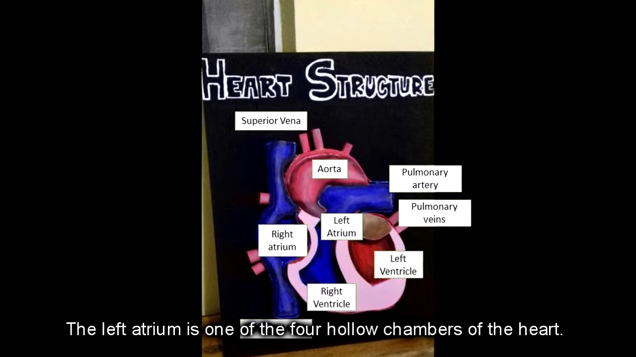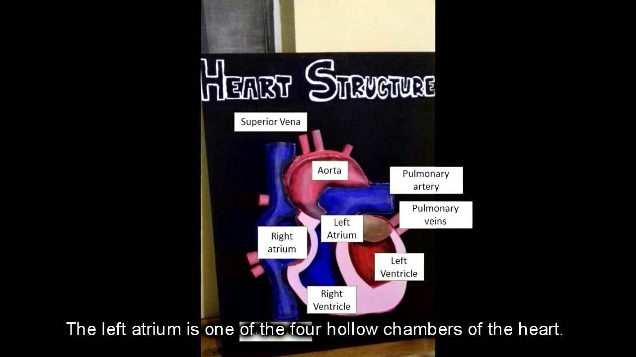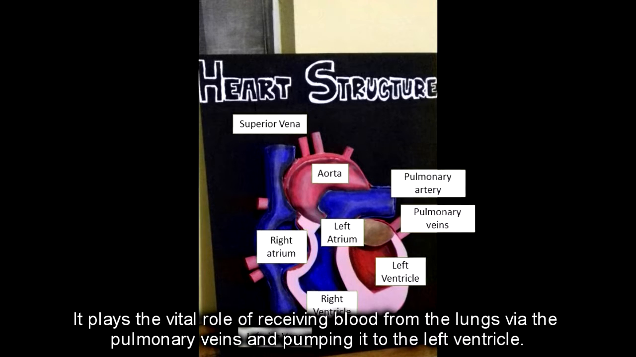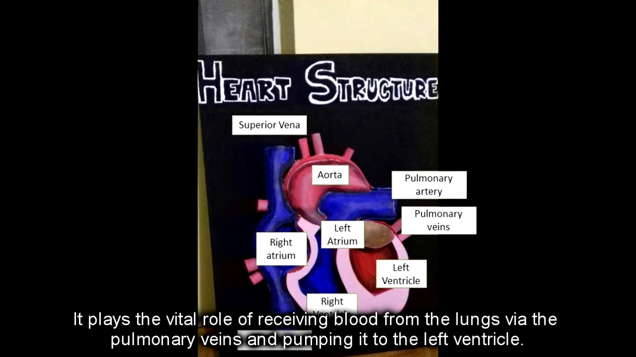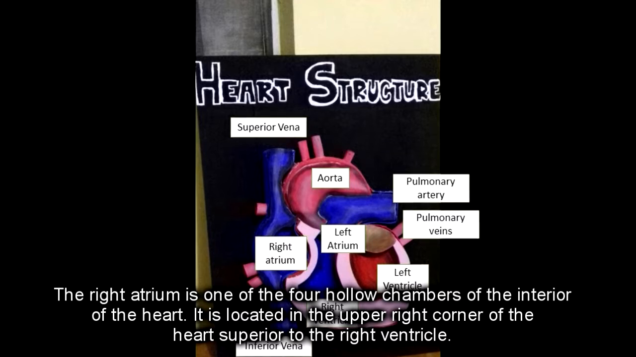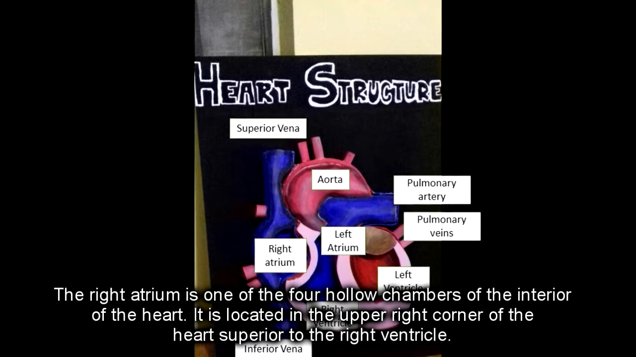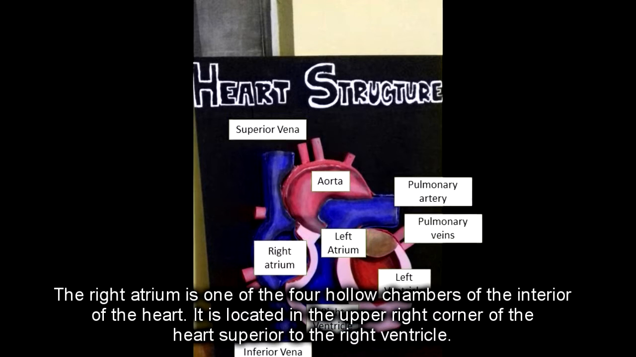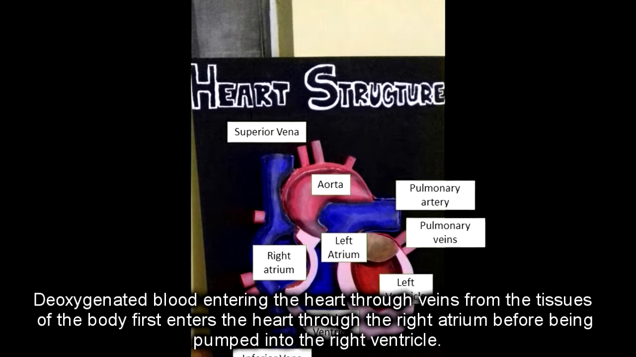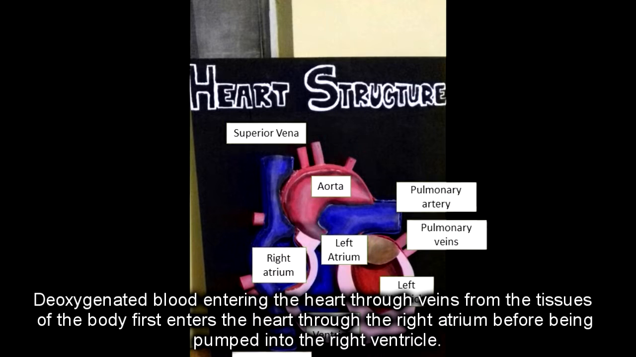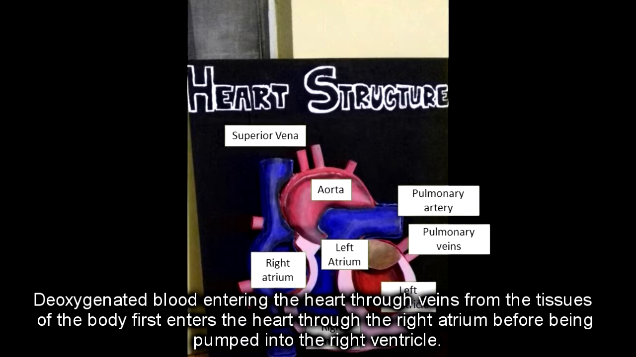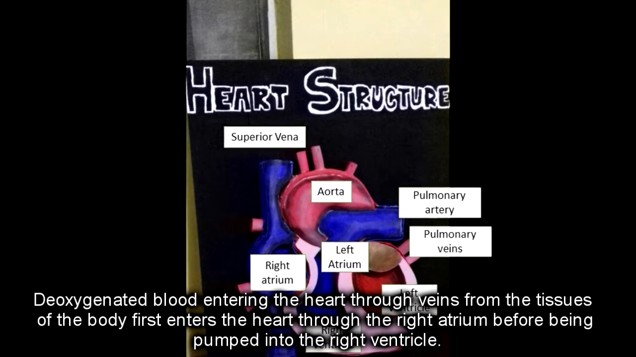The left atrium is one of the four hollow chambers of the heart. It plays the vital role of receiving blood from the lungs via the pulmonary veins and pumping it to the left ventricle. The right atrium is one of the four hollow chambers of the interior of the heart. It is located in the upper right corner of the heart, superior to the right ventricle. The blood entering the heart through veins from the tissues of the body first enters through the right atrium before being pumped into the right ventricle.